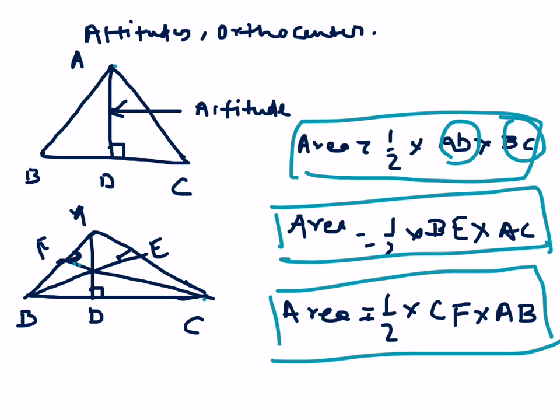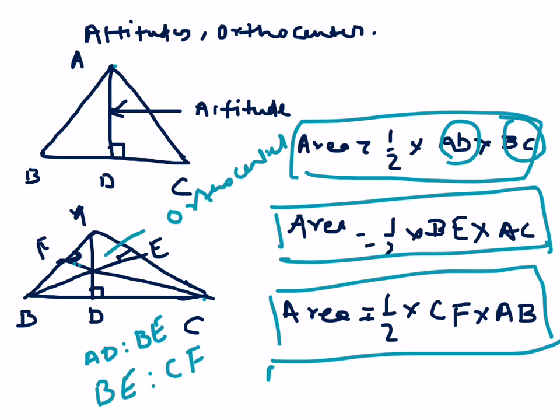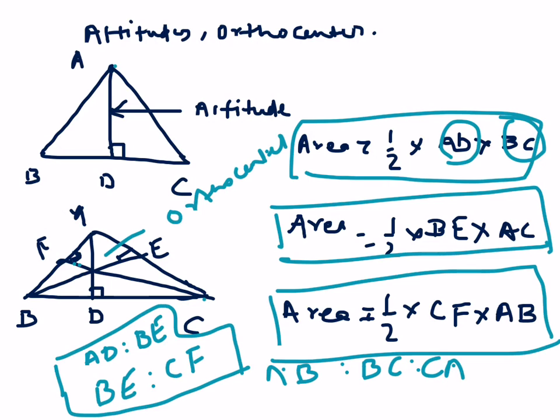Another thing to note is that the meeting point is called orthocenter, and if you have been given the ratio of AD is to BE is to CF, you can find out the ratio of sides with the help of this. AB is to BC is to CA can be found out if the ratios of your perpendiculars are given. Using this area formula, you can find out the ratio of sides if the ratio of altitudes is given.